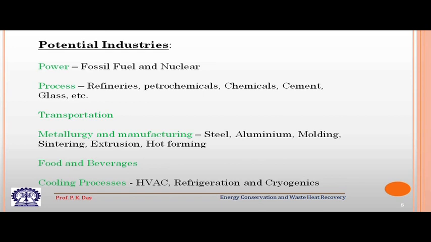Let us see the potential industries. Power industry. In the power industry, basically electric power is generated, and that route is thermal, mechanical, electrical. From some source we are getting thermal energy, that thermal energy is converted into mechanical energy, and then this mechanical energy is converted into electrical energy. So, the power industry depends on fossil fuel and nuclear fuel, and obviously, here there is a lot of scope for waste heat recovery. Then process industries. Already I have named refineries, then there are petrochemicals, chemicals, cement, glass, etc.